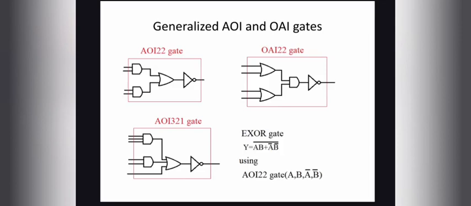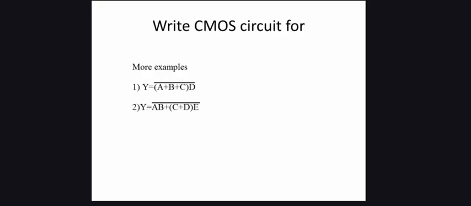Next is the generalized AOI and OAI gates. How can we write these gates? If an AOI 2 gate is asked, 2 represents the two inputs for the first AND gate, and in the second figure you can see a 2-input AND gate and a 2-input AND gate. In the third figure you can see 3 2 1, that is a 3-input AND gate, a 2-input AND gate and a 1 input. In that way you can write the structure of AOI as well as OAI depending on the name given. You can also try writing the CMOS circuit for the following examples. Using a similar approach you can write easily.